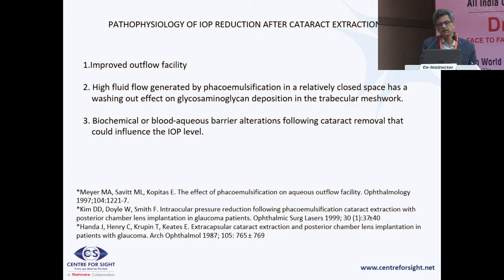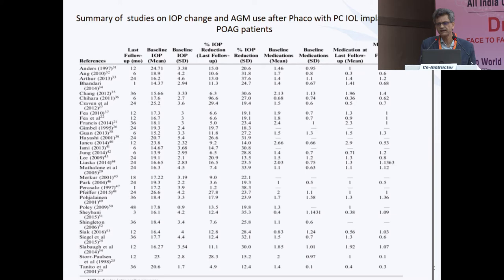As far as the open angle is concerned, we know that the high fluid which is generated there actually washes off the glycosaminoglycan deposition. And there are some other biochemical changes, but somehow or the other, pressure definitely drops. And that is what I love about MIGS. When we are doing MIGS with cataract, the patient never actually understands whether it is because of the cataract or because of the MIGS that the pressure has dropped. So we can always take the benefit that yes, it was because of the MIGS. If you see the whole story in a meta-analysis, almost 7 to 20% lowering of pressure is there once you do only a cataract.